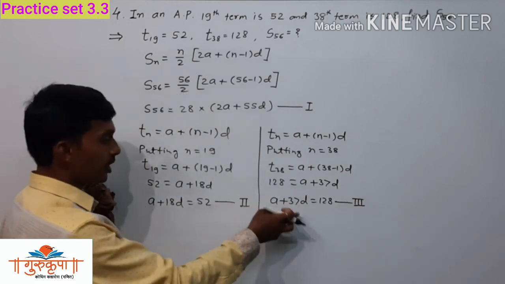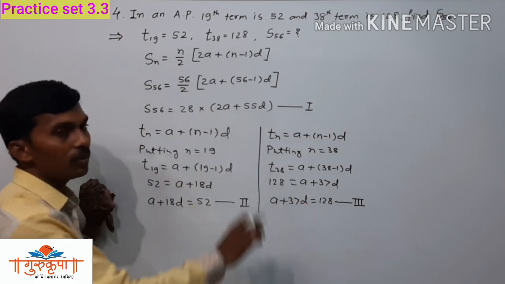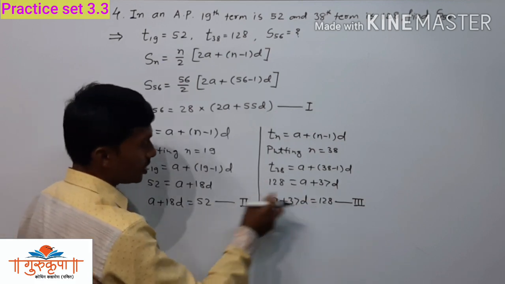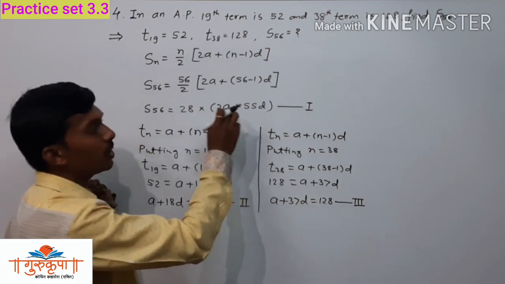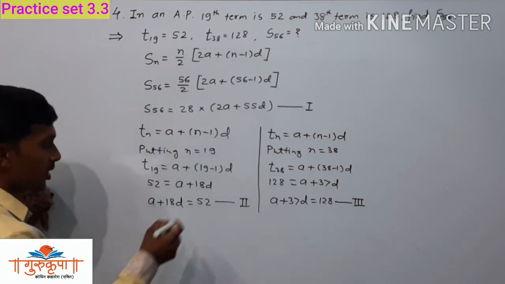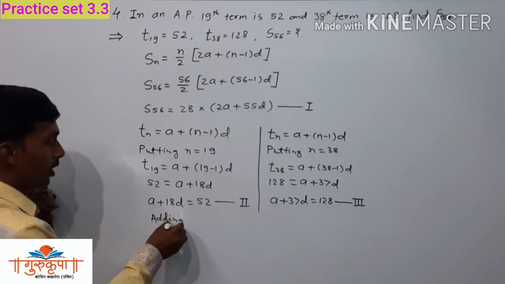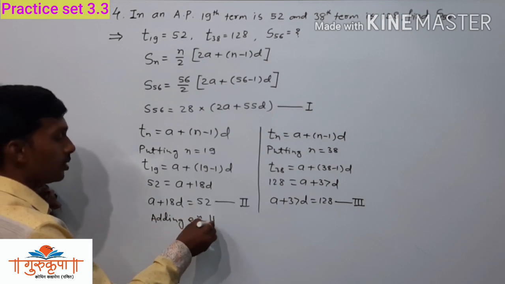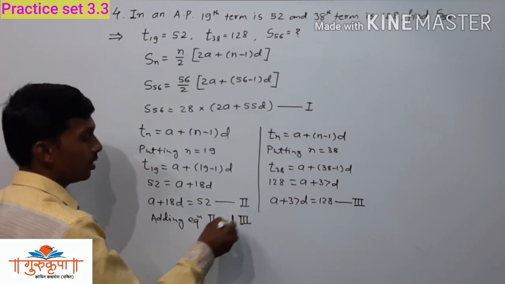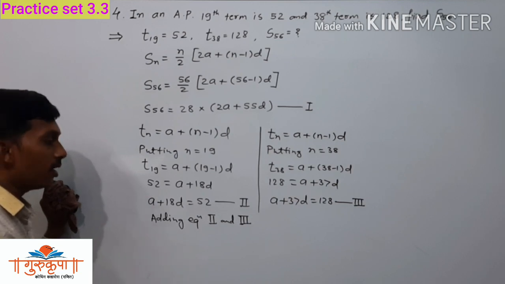Now if we take the addition of the second and third equation, we will get the value of 2a plus 55d, and we will put that value in equation 1. So here, adding equation 2 and 3.